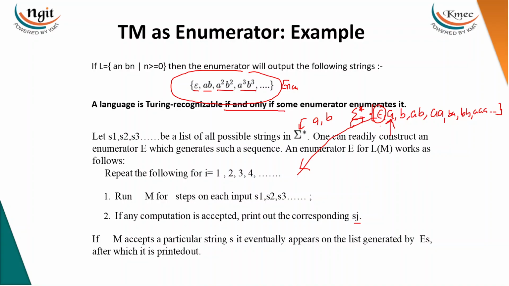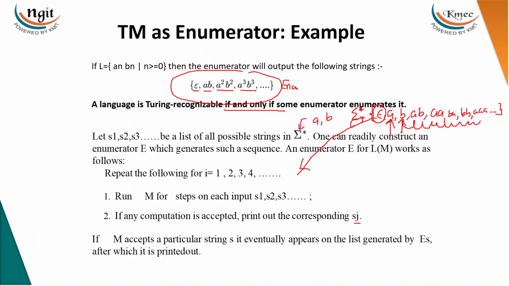Then again, the enumerator will run on this A. If it is accepted or satisfying this language condition, it will be printed. Otherwise, it will go to the next one. So it is going to move on to each and every string in the universal language, right, which are satisfying the condition. So this is about Turing machine as enumerator.